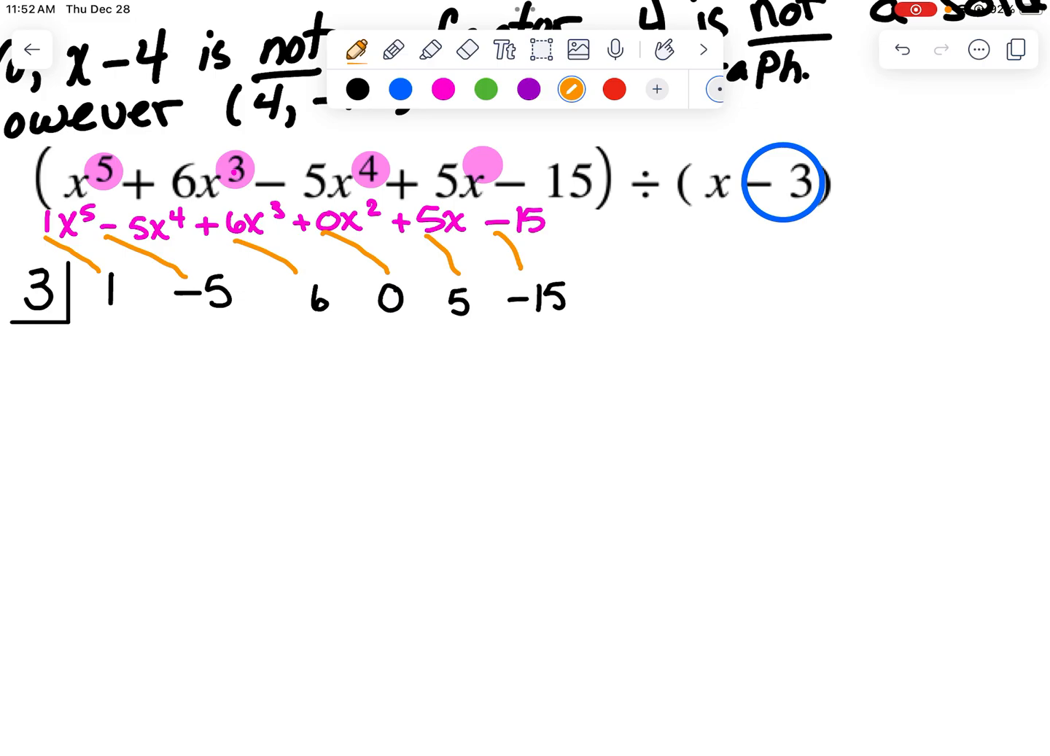All right, enough of that. We're going to leave space. We're going to put an equals bar. We're going to bring down the 1.